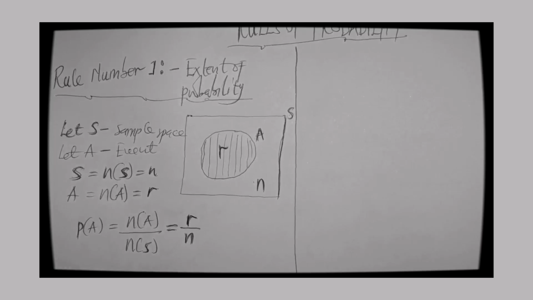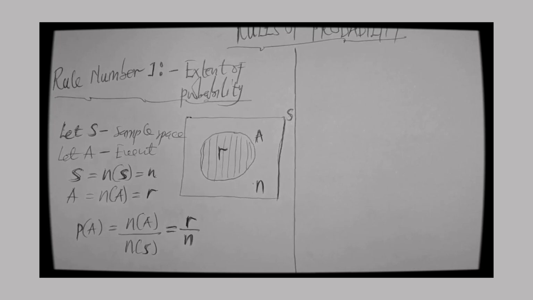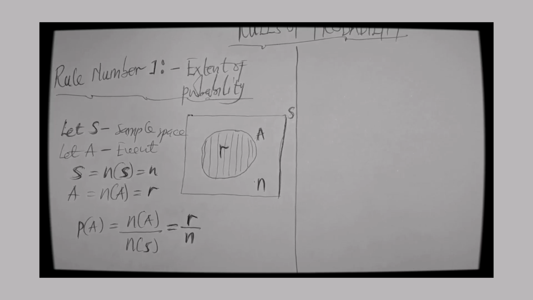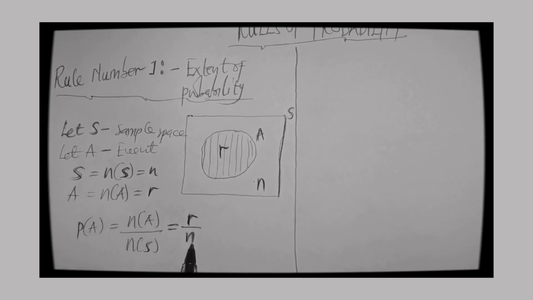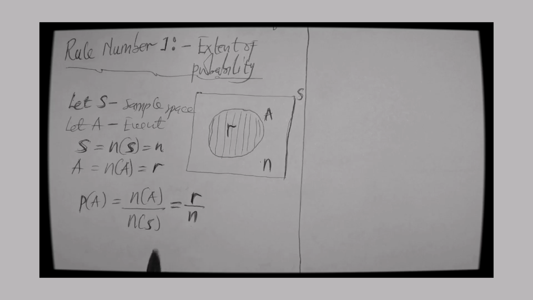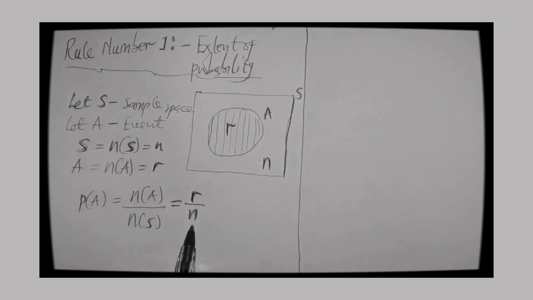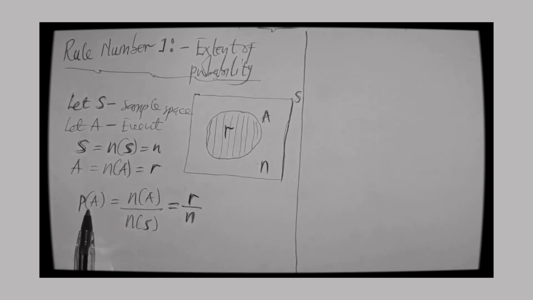But be with me here, something is going to happen. Just notice very well. We are saying that the probability that an event will occur is R over N. That's the probability of A: the event over the sample space, R over N.